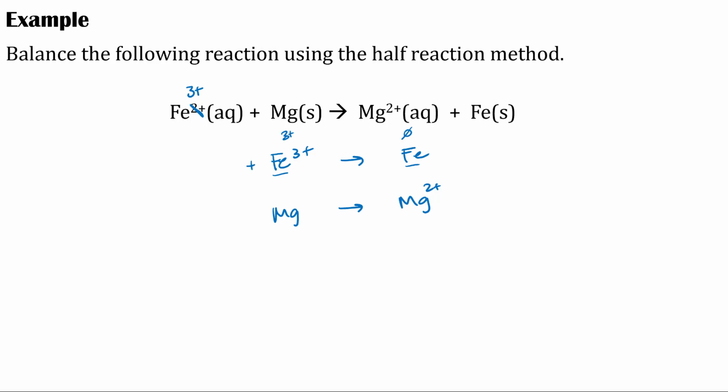So I can only add electrons. You can't add positives, you can't add protons. That's not how this works. So we have 3 electrons going in, and then we have magnesium going to magnesium 2 plus, so there has to be 2 electrons here.